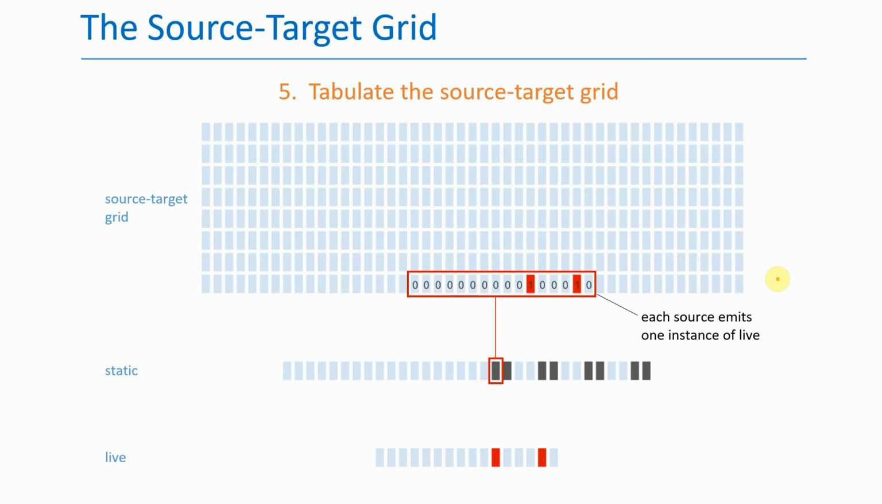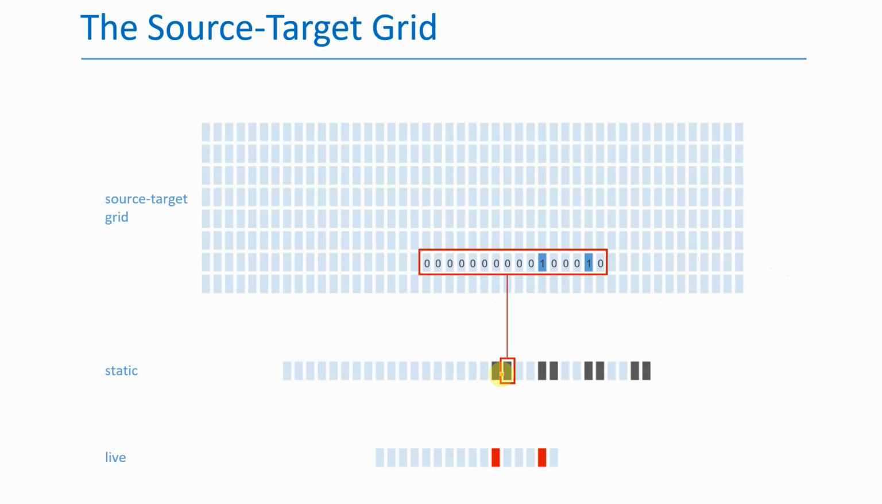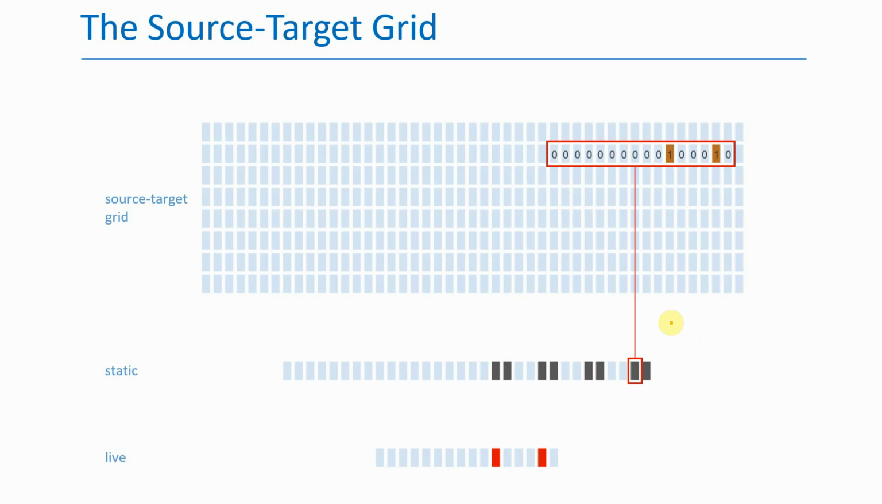We follow this same procedure for all the source patches. The live from the second patch is centered above the second patch and tabulated into the second row. And so on, and so on. And the tabulation is now complete.